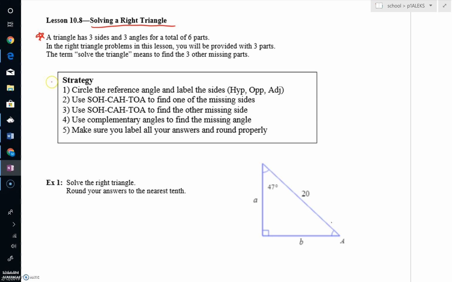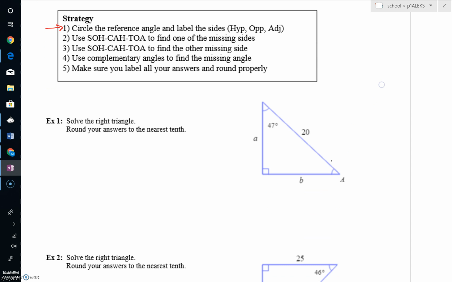So let's see, here's our strategy. Circle the reference angle and label the sides, just like you've always been doing. Use SOHCAHTOA to find one of the missing sides, just choose one. Use SOHCAHTOA to find the other missing side. Once you do that, you'll have all 3 sides. Then we'll find the missing angle using complementary angles, and we'll be good to go.